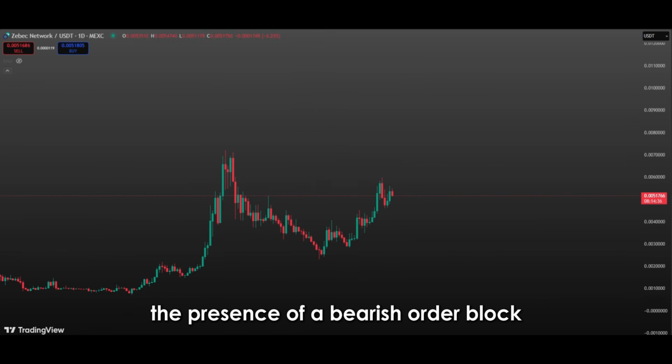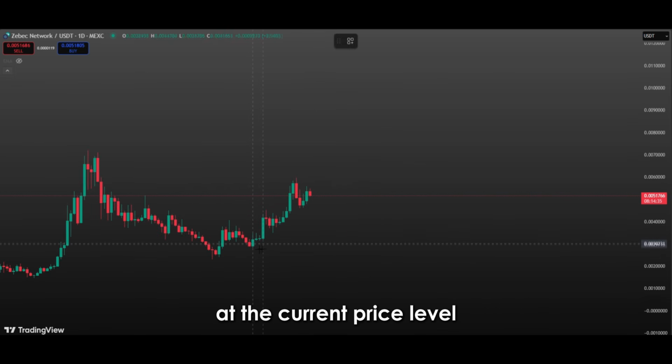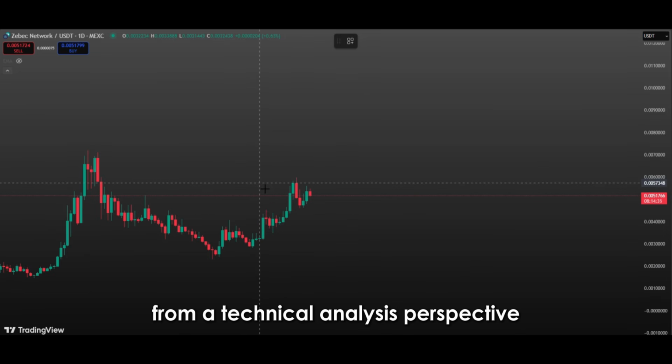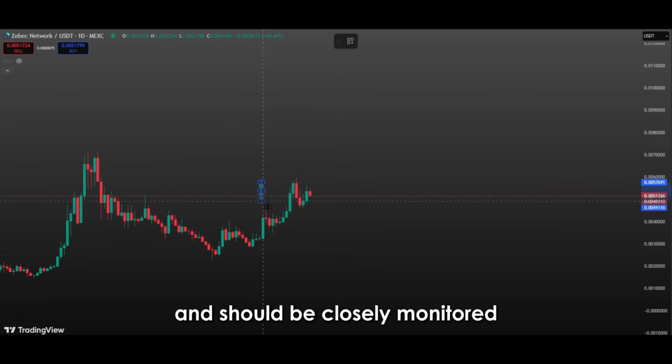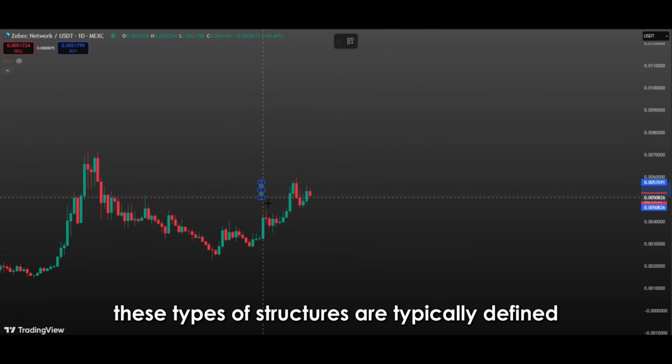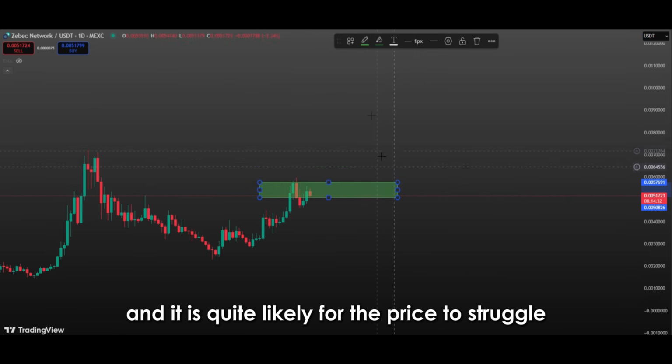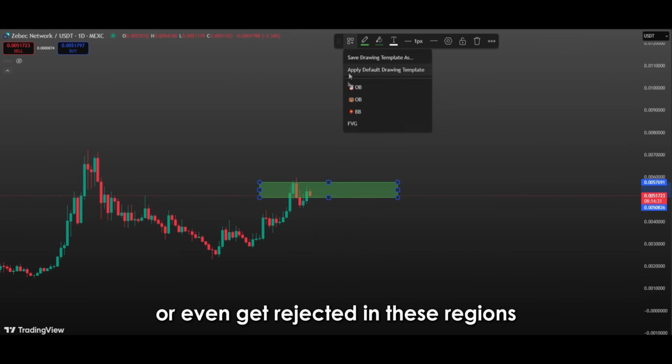The presence of a bearish order block at the current price level is a highly critical situation from a technical analysis perspective and should be closely monitored. These types of structures are typically defined as areas where significant selling occurred in the past, and it is quite likely for the price to struggle or even get rejected in these regions.